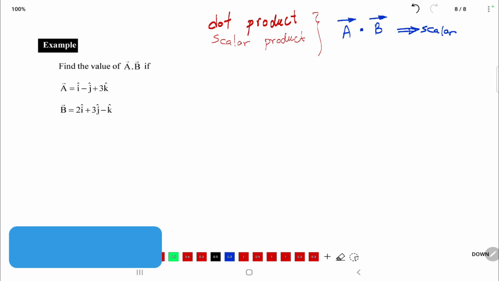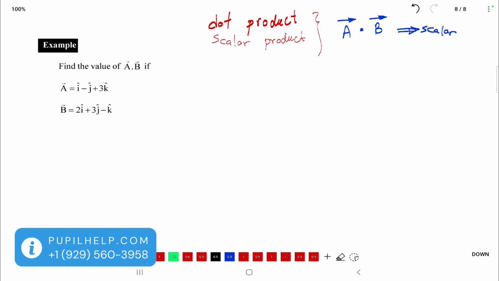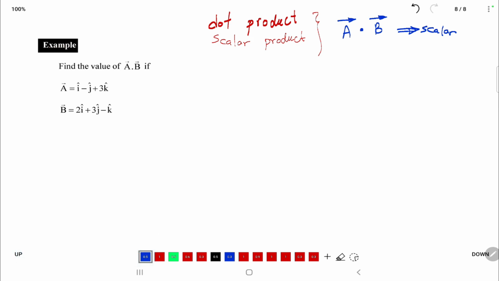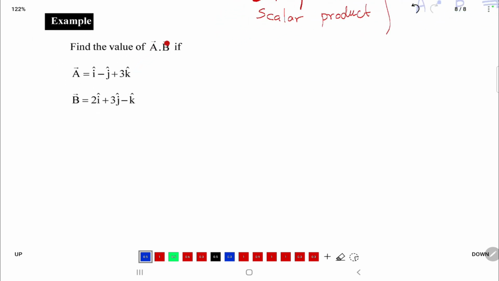Now how can we evaluate the scalar product? I'll explain this concept through this example. Find the value of vector A dot product vector B. So A is this vector: i minus j plus 3k, and B is 2i plus 3j minus k. So the dot product is simply like this, A dot B.